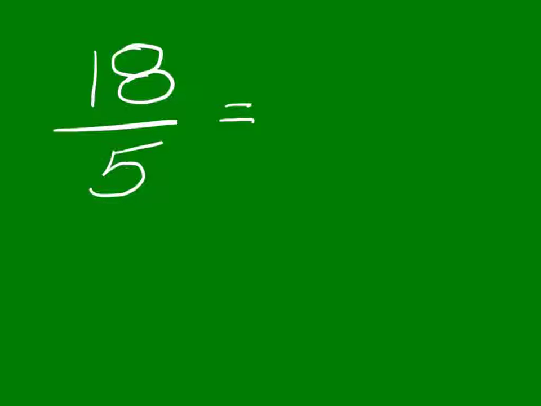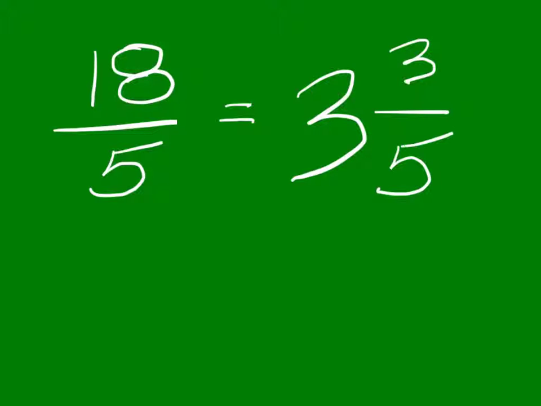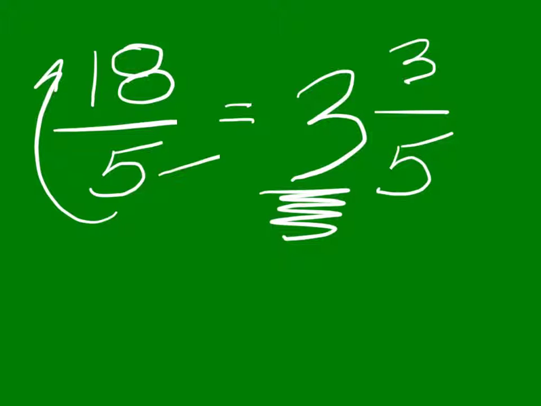How many times does 5 go into 18? 3 times, with how many left over? 3. So it would be 3 3/5. 5 into 18 3 times. Multiply these two together to get 15. 18 minus 15 is 3. And then put it over 5.